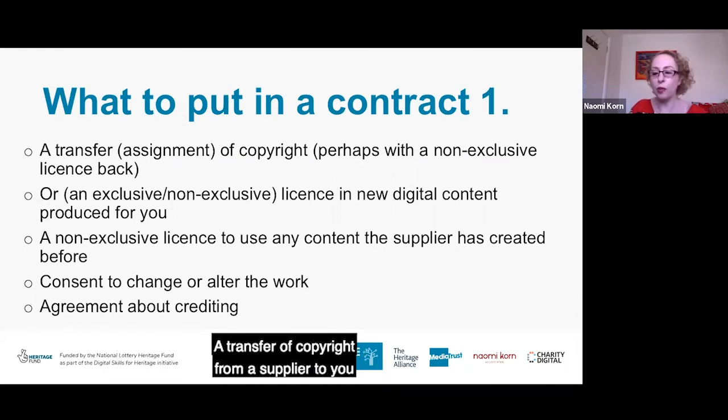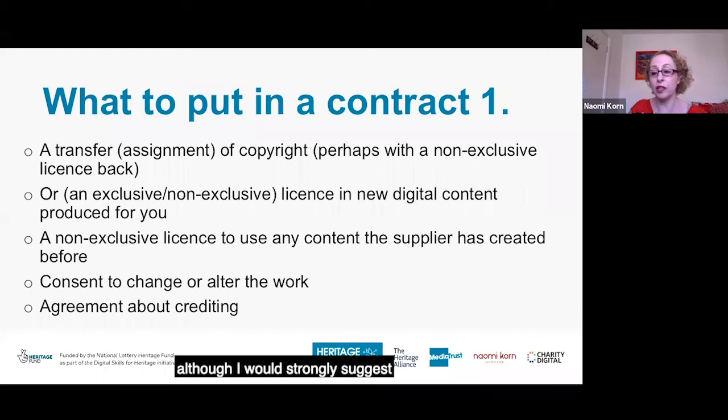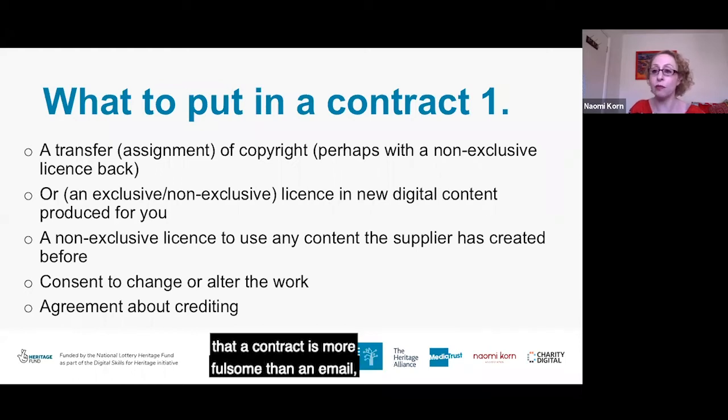A transfer of copyright from a supplier to you must be in writing. It can be electronic, it could be by email, although I would strongly suggest that a contract is more fulsome than an email, particularly if the value of the contract is higher. There may well be other aspects that you would need to include.